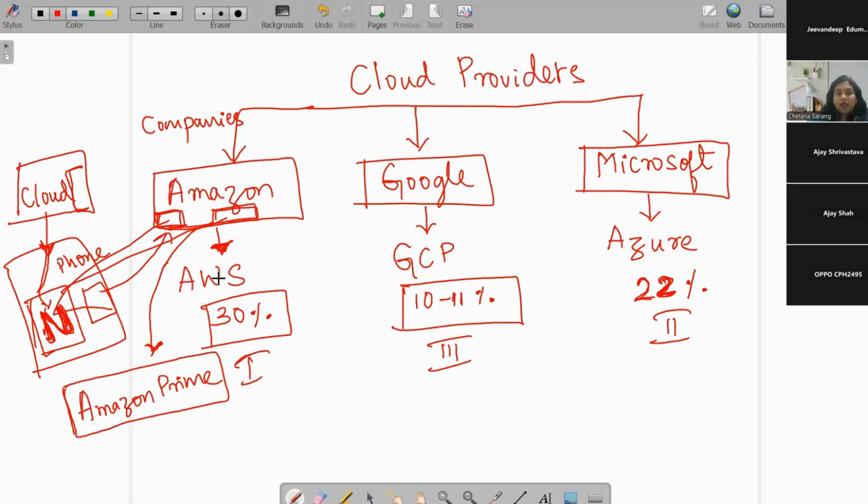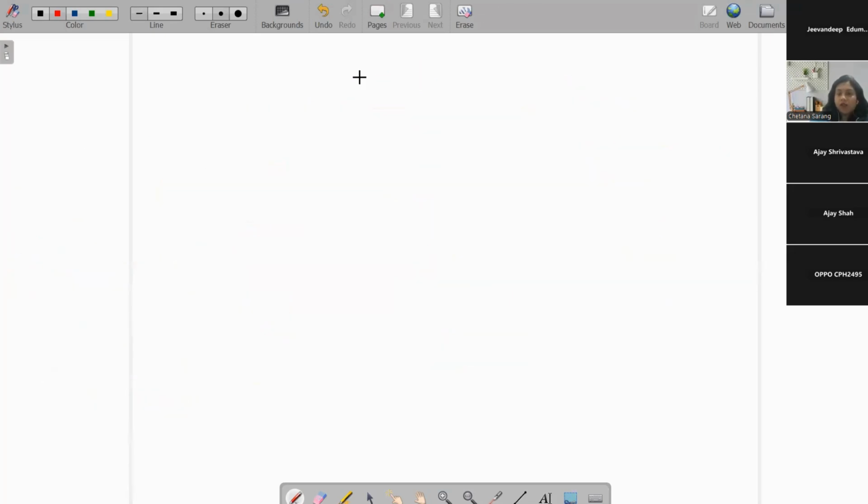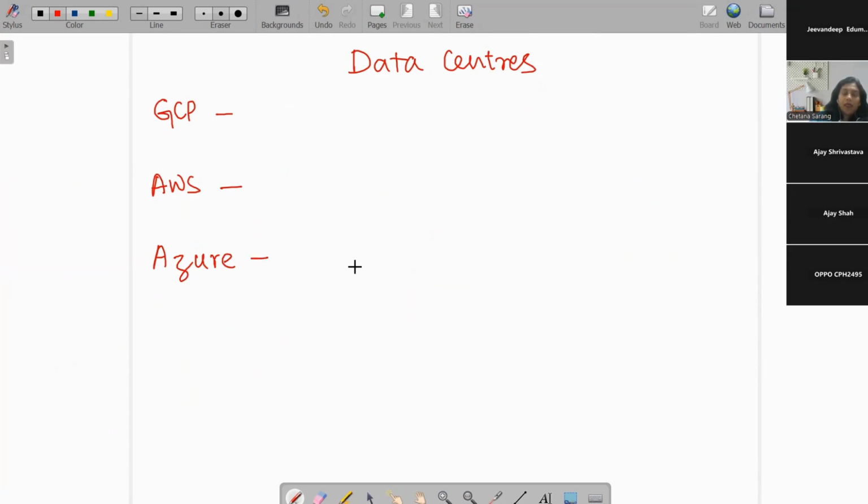Now there is an activity for all of you. You can browse and tell me the places of the data centers meant for each of these in India: Google Cloud data centers, data centers of AWS in India, and data centers of Azure. In which cities are they located? How many data centers are there and in which cities? Browse this and tell me. I'll write down the city names here.